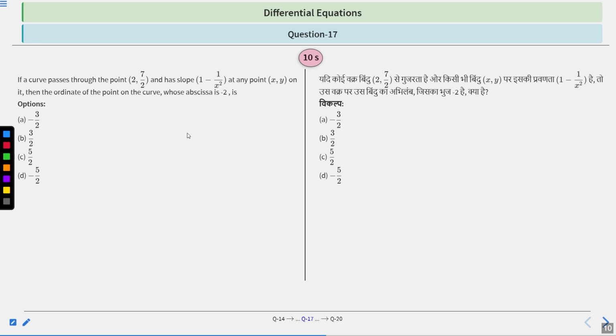The information given is that the curve passes through (2, 7/2) and the slope dy/dx is equal to 1 - 1/x^2. Therefore, using this information, we can easily calculate the equation of the curve. And by putting the abscissa -2, we can easily get the ordinate. Clear? In this way, you can approach this question. You have 10 seconds to solve or think about this question. After 10 seconds, we will discuss the solution.